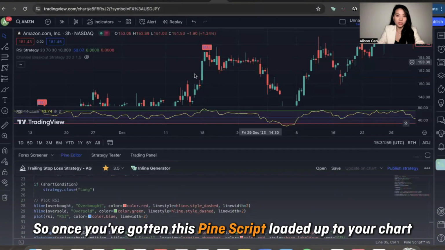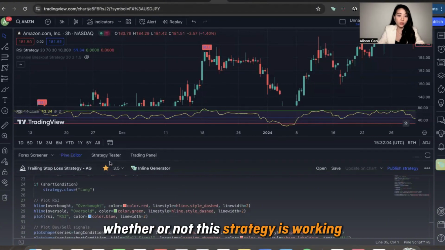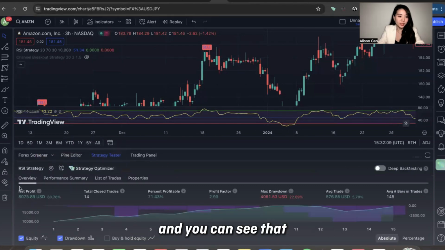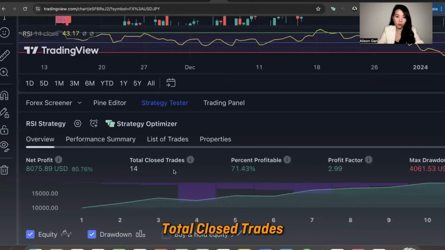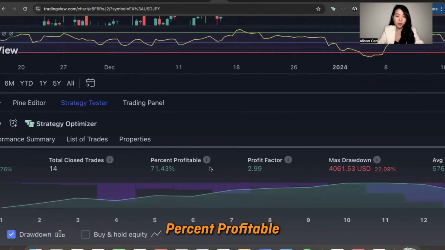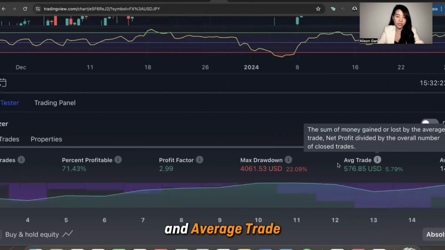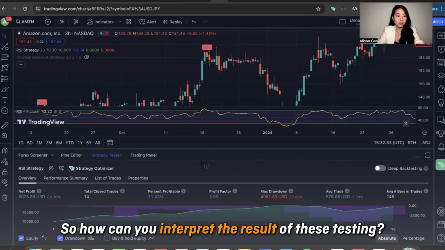So once you've gotten this Pine script loaded up to your chart, next you will want to test whether or not this strategy is working. So click on the strategy tester here and you can see that under the overview tab it actually shows you the net profit, total closed trades, percent profitable, profit factor, maximum drawdown, and average trade. So all of this may seem a little bit new to you. So how can you interpret the result of this testing?